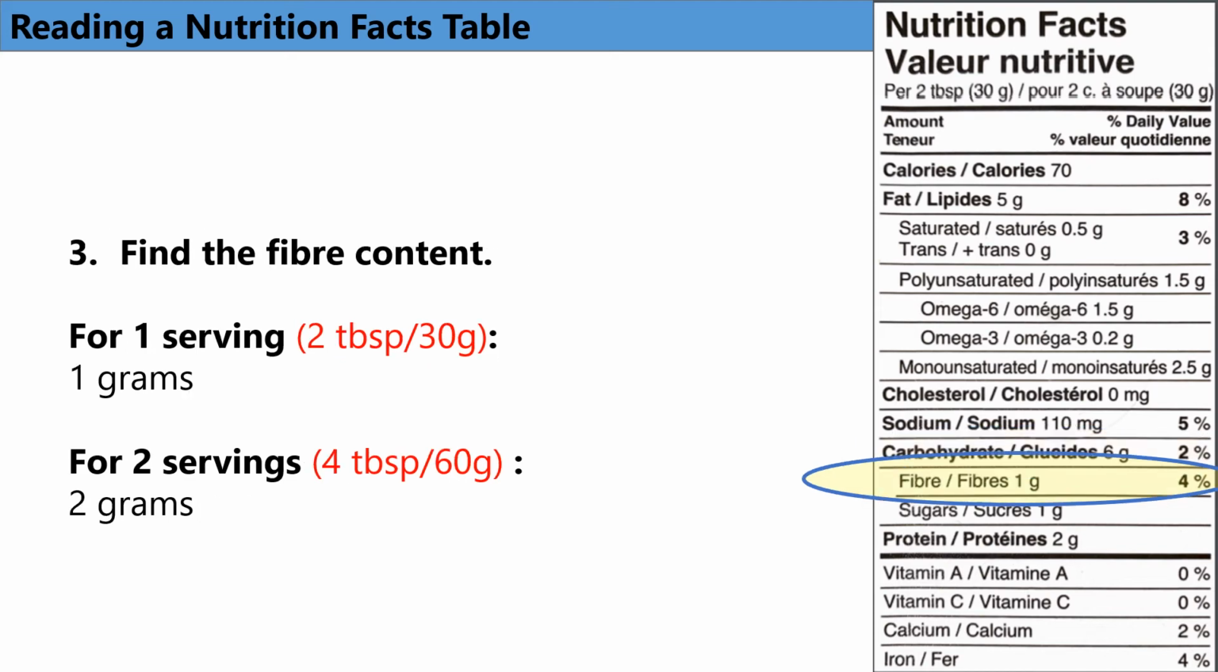The third step is to look at the number beside the fiber tab on the nutrition facts table. Fiber is a special type of carbohydrate that does not get digested in the same way as other carbohydrates like sugar does. We must subtract the grams of fiber to get the net carbohydrates, as fiber does not have an impact on your ketone levels. Again, look at the serving size. If you're eating more than one serving, multiply the grams of fiber found on the nutrition facts table by the number of servings you eat. For one serving, it would be 1 gram. For 2 servings, it would be 2 grams.